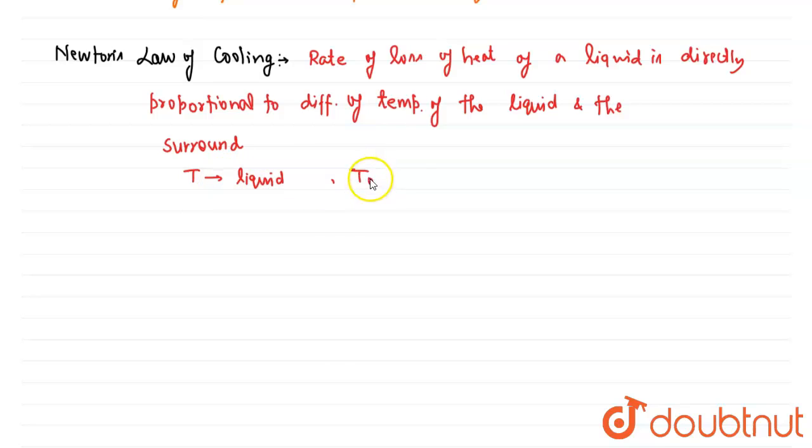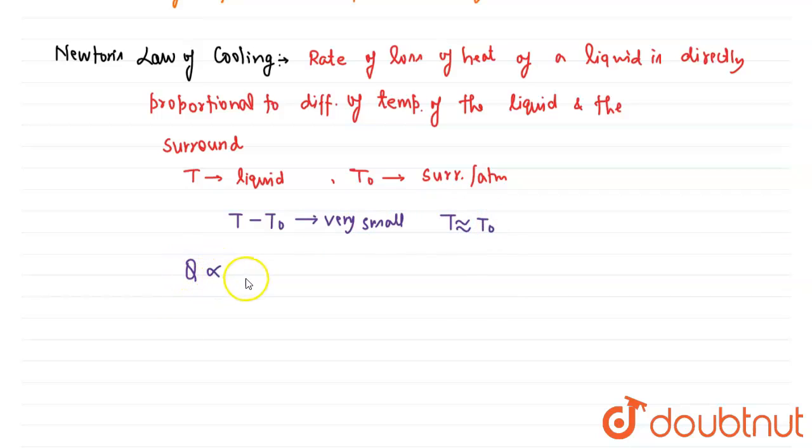And in the mathematical form of the law, T naught is the temperature of the surrounding or atmosphere. And this temperature difference is very small. T minus T naught is very small. We can write T is approximately equal to T naught. Then the amount of loss of heat will be directly proportional to T minus T naught, from the statement of the law, and both are temperatures in Kelvin.